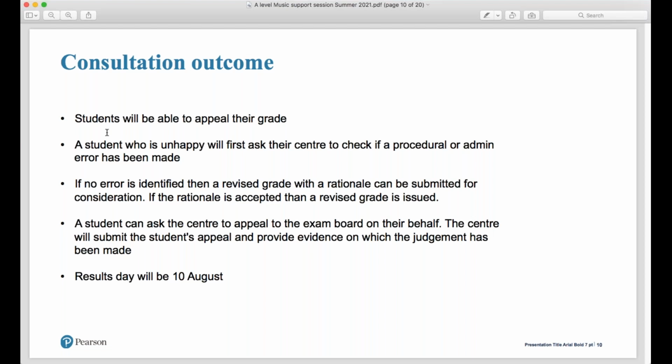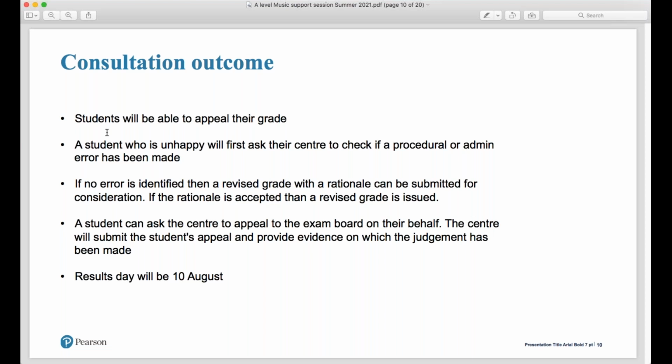Students will be able to appeal their grade, and the first thing they should do if they're unhappy is ask their centre to check if there's a procedural or an admin error. If the centre hasn't identified an error and they think that there should be a different grade, they can submit a revised grade with a rationale to the awarding organisation for consideration, and if that rationale is accepted, then a revised grade is issued.